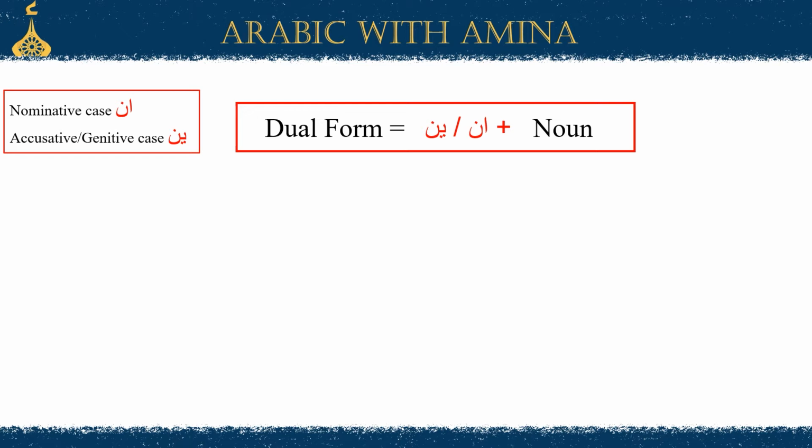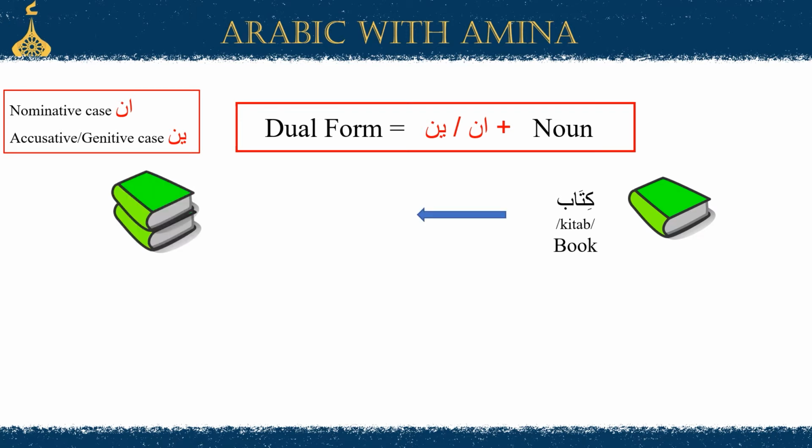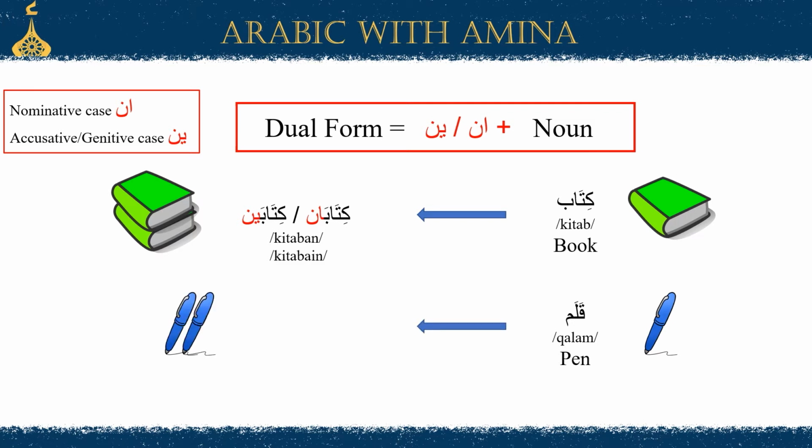So let's get started with some examples now. We have a book, which is kitab, and we want to make this into the dual form. So we want to say that we have two books. So we're going to take our word and add alif noon or ya noon to the end, making the word now kitaban or kitabain. Let's try it again with another example. We have a pen, which is qalam, and we want to say that we have two pens. We're going to add alif noon or ya noon to the end, making it qalaman, qalamain.